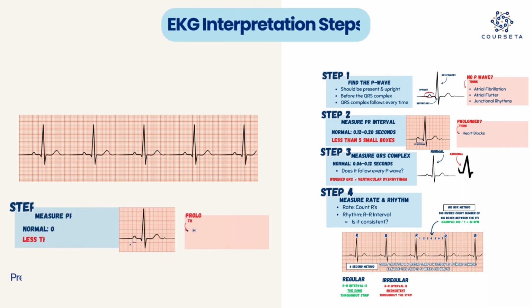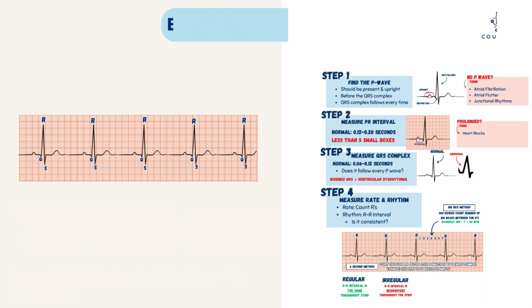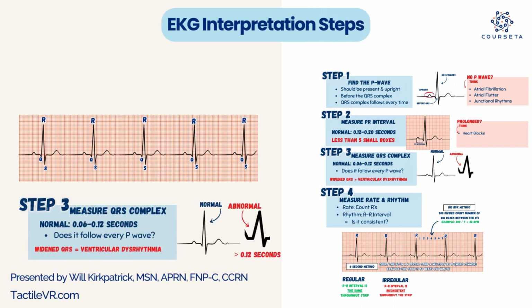All right, step number 2, let's measure the PR interval. So measuring the PR interval is always important. You want to do this every single time. All these steps, you want to do every time. So we looked at the P wave, it's there. The next step is to measure the PR interval. As you remember, the PR interval is the beginning of the P wave to the beginning of the R wave, so measure that distance. The normal distance for a PR interval, once again, is 0.12 seconds to 0.20 seconds, so 5 small boxes. Now, once you measure the PR interval, let's go to step 3.